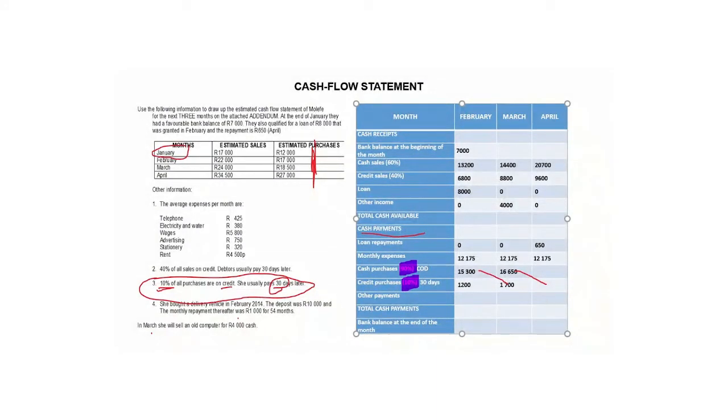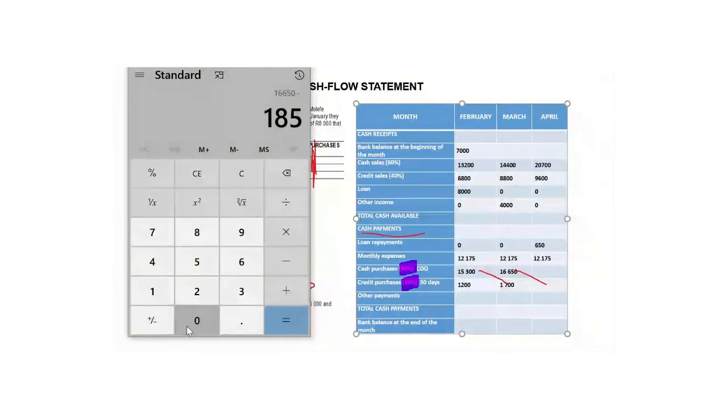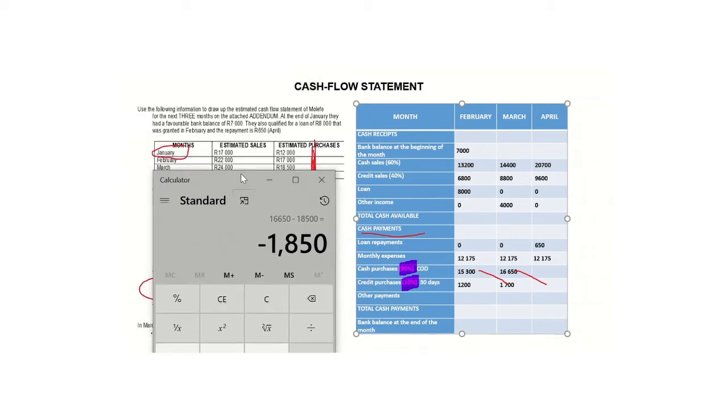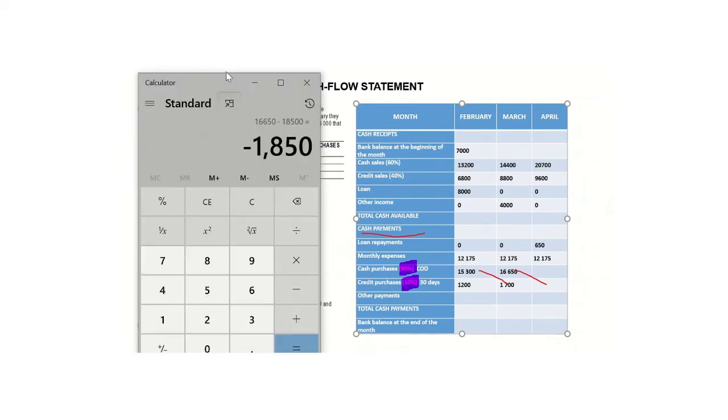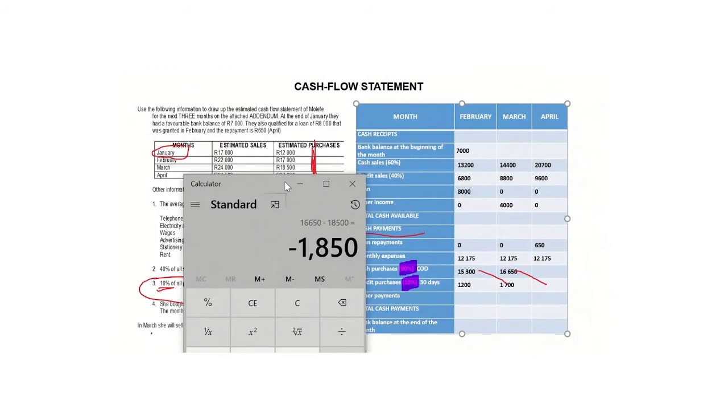Okay, so we've got 16,650. The original amount is 18,500. So you just subtract 18,500, which is the original amount, and you are left with 1,850. And 1,850 from 18,500, you can just see 10% without doing any calculations. Where is it going? It happens in March.